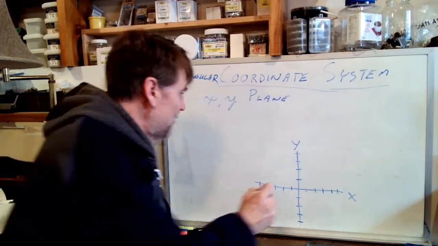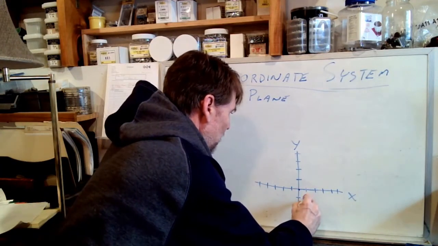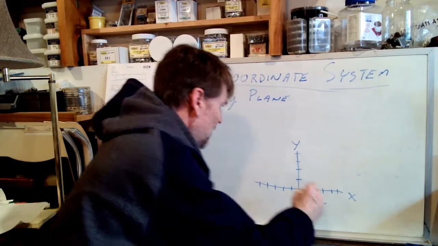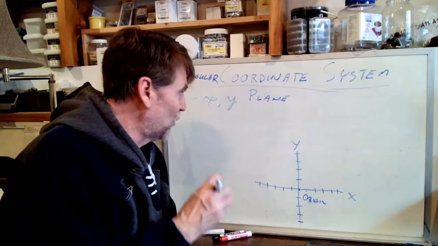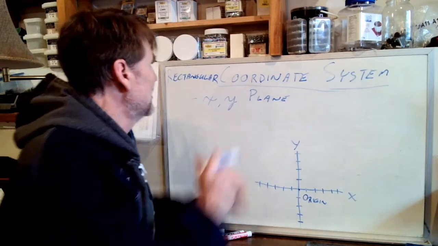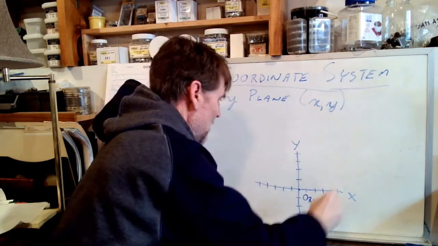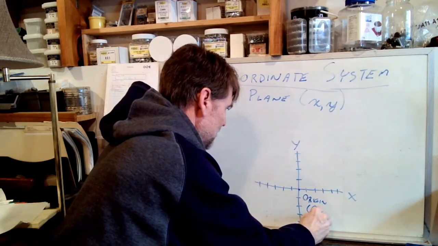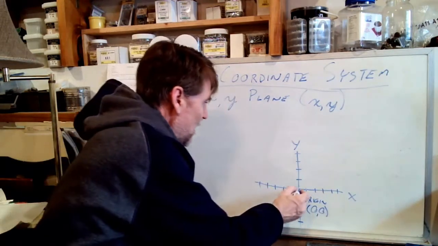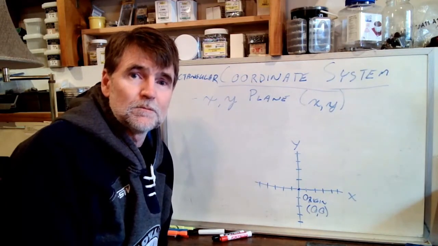Now this point in the very middle is what we call the origin. The origin is at the point where x equals 0 and y equals 0. The xy plane is always expressed x, y. So down here we would put 0, 0. That is the coordinate of the origin right here, because x equals 0 and y equals 0.